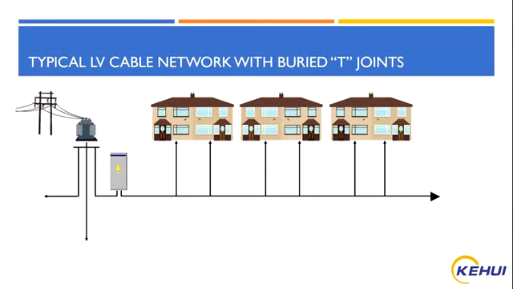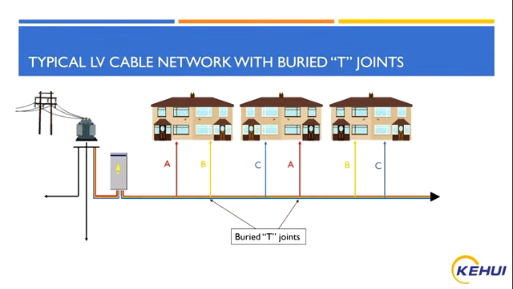In many low voltage applications, the cable is buried with underground T-joints feeding individual consumers. These are fed from alternate phases on the three-phase supply. This arrangement makes it very difficult to isolate sections of the cable without access to the consumer's premises.